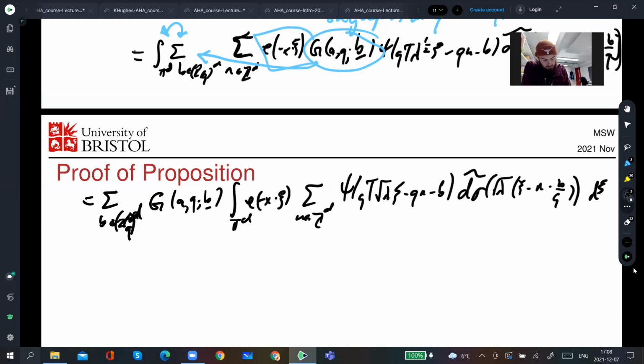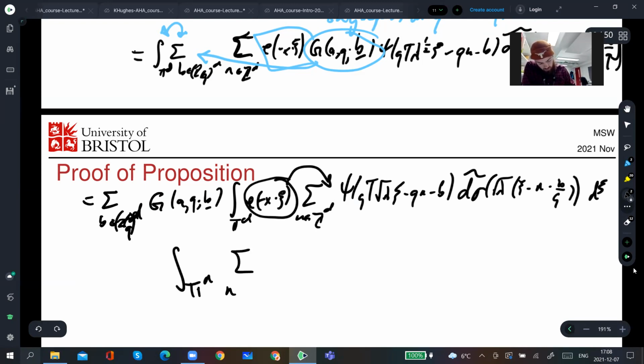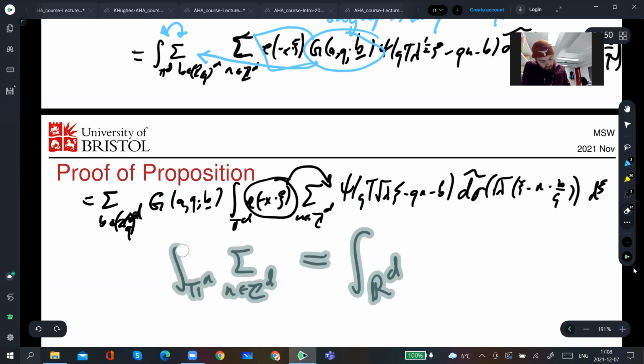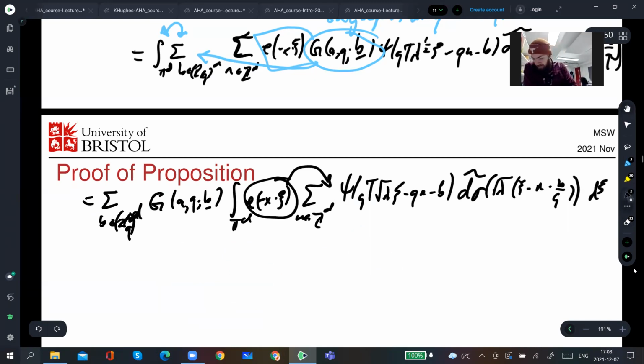If I put this back inside, all I'm going to do is unfold this integral over the torus with a sum over n in Z^d. By that, I mean this is actually just equal to the integral over R^d. Making use of that, this is unperiodizing things. Have you seen periodizing before? Then I get a sum over b in Z mod q to the d, and my Gauss sums coming into play always.